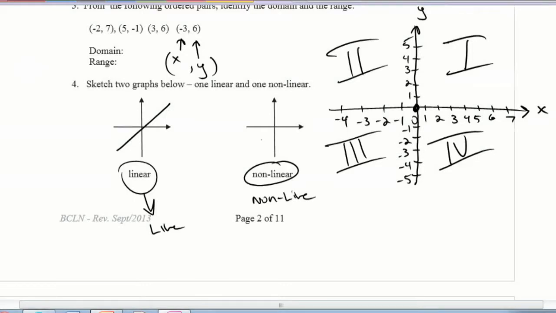Nonlinear would be something like that. So it's not a straight line. It has a curve to it. So if it has a curve, it's not linear. Which is kind of weird because it is a line, but it's not a straight line.